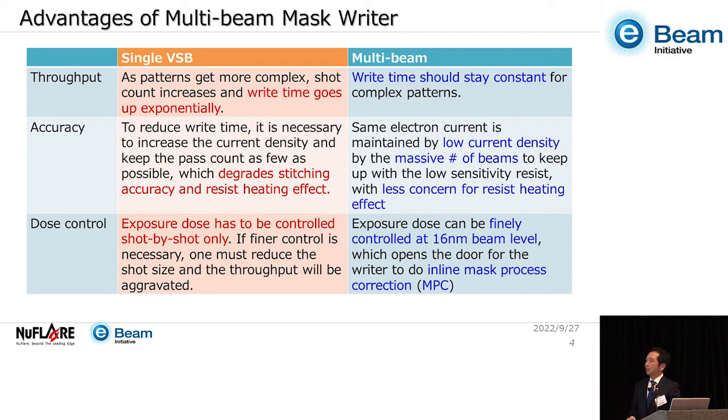And finally, dose control. In case of VSB, exposure dose has to be controlled shot by shot. So if you want very fine control, you have to use very small shot and even aggravating the write time issue. But in multi-beam case, the pixel dose can be controlled at 16 nanometer beam level. This is MBM 2000 case. And it opened the door for the writer to do inline mask process correction.